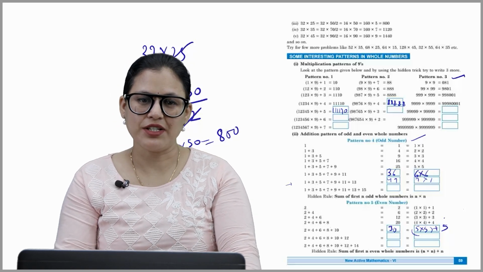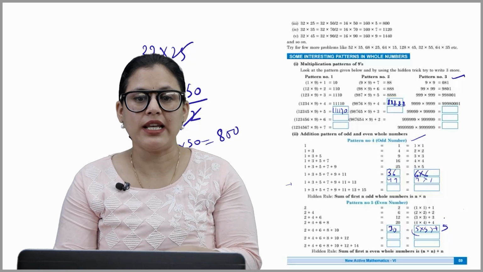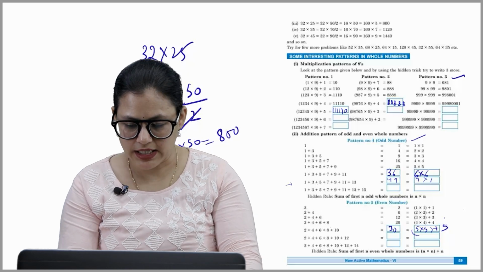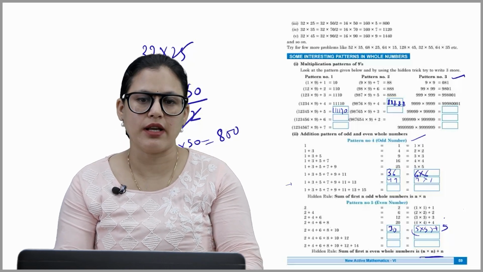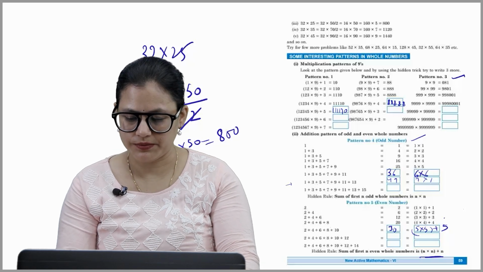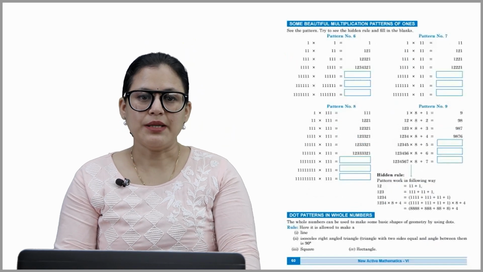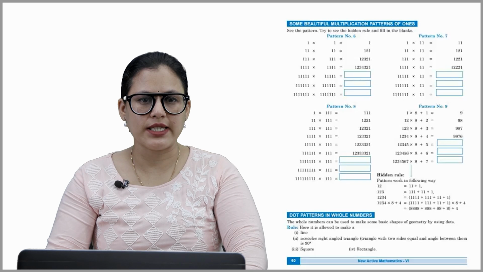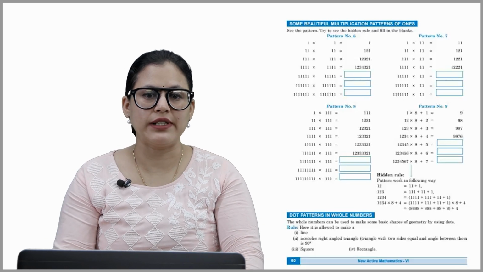Hidden rule: the sum of the first n even natural numbers is n into n plus n, where n is a natural number. Some beautiful multiplication patterns of ones. See the pattern, try to find the hidden rule and fill in the blanks.